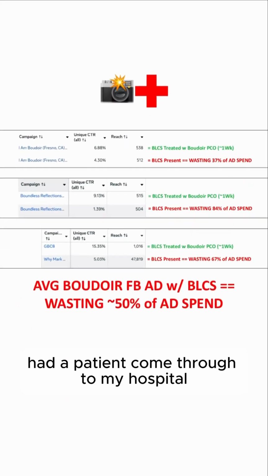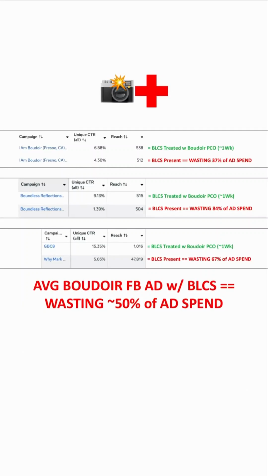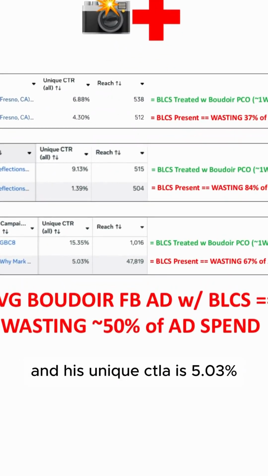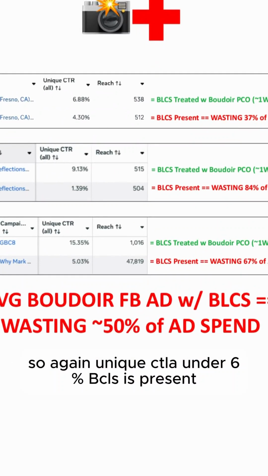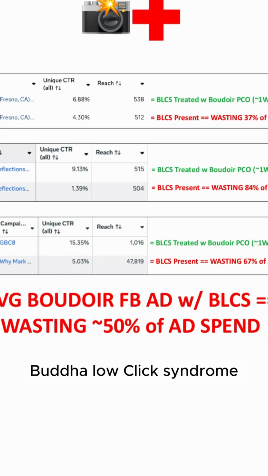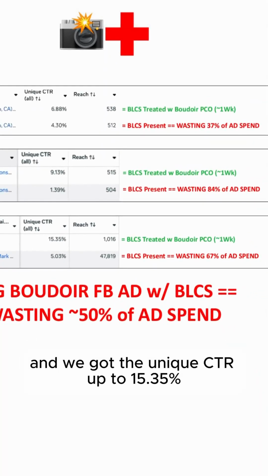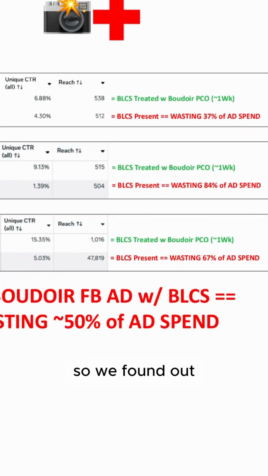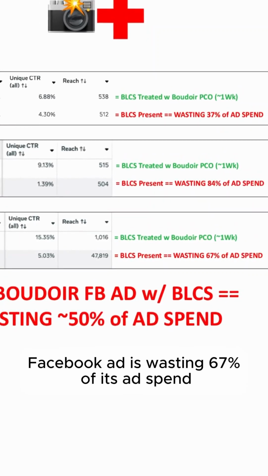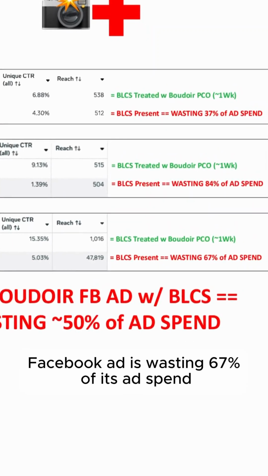Finally, we had a patient come through my hospital, and his unique CTR is 5.03%. So again, unique CTR under 6%, BLCS is present, Boudoir low click syndrome. But we know what to do. We've got the treatment, Boudoir Pico, takes about a week, and we got the unique CTR up to 15.35%. So we found out his original Boudoir Facebook ad is wasting 67% of its ad spend.